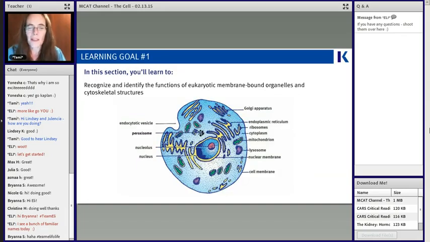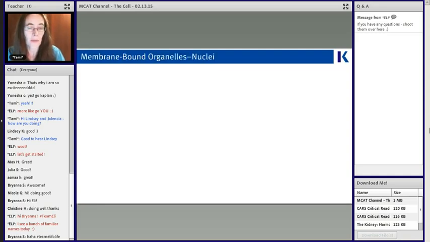All right, so our first learning goal, it is imperative that we understand the membrane-bound organelles in eukaryotic cells. This is a high-yield topic. The MCAT absolutely loves this. So we're going to jump into this and really understand what those different membrane-bound organelles are, as well as the cytoskeletal structures that we need for just the everyday cell life of being able to do things.